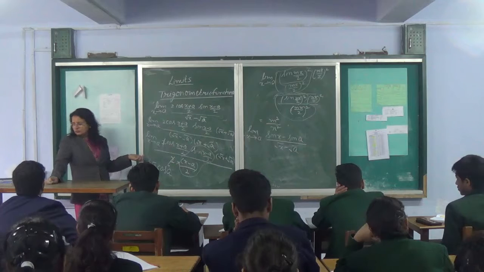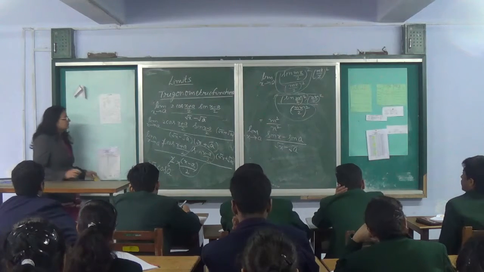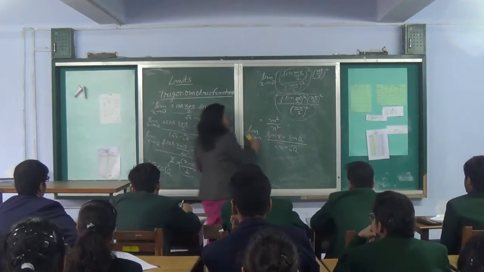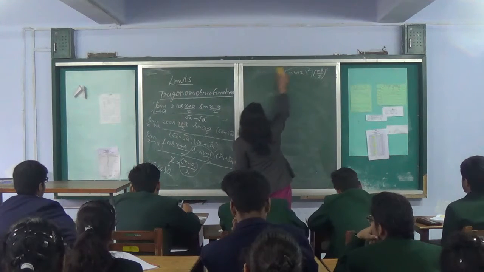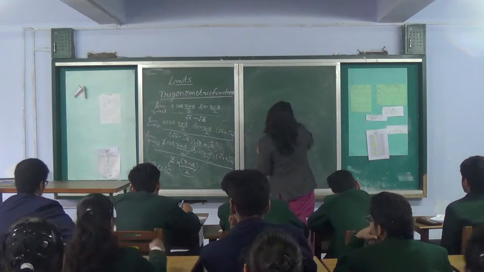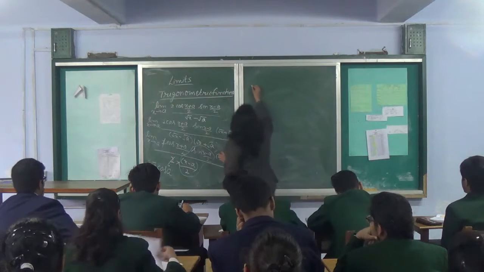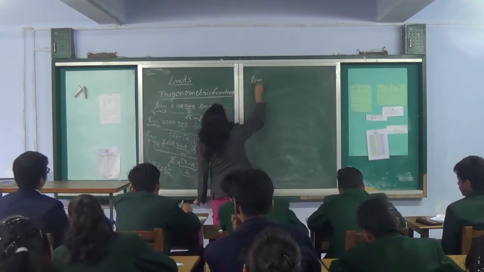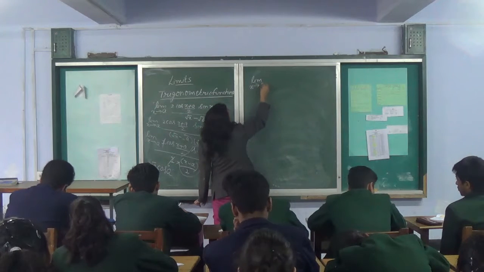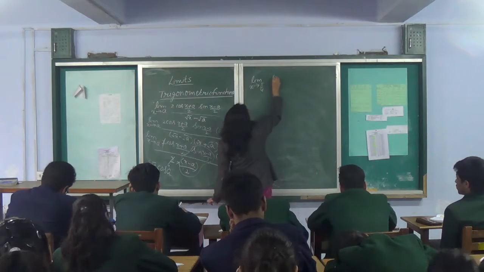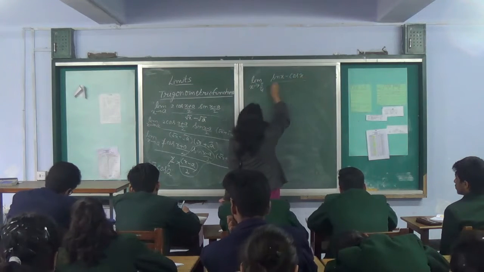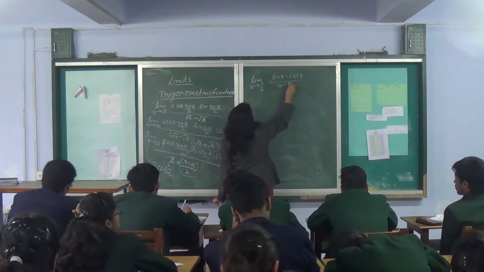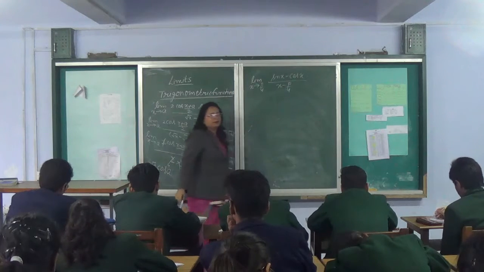Now, the next, let's do one more question. That is limit x tending to pi by 4, (sin x minus cos x) upon (x minus pi by 4).